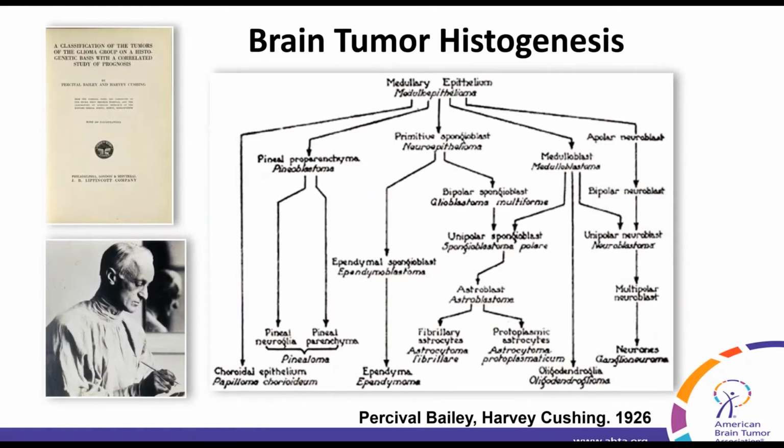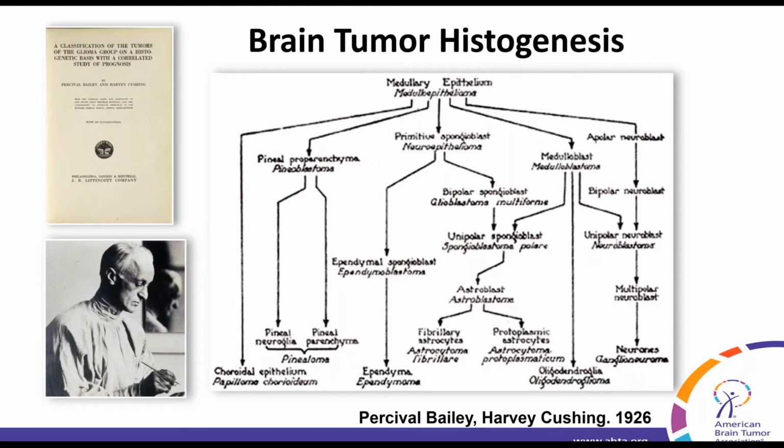So let's go back in time to 1926. You can see that there is a book on the left published by Harvey Cushing, the man photographed in the lower left. He was a very famous neurosurgeon, and together with Percival Bailey put together this classification based on what's called histogenesis. The assumption is that specific tumors arise from specific cell types within the brain and recapitulate those normal cells, but in an atypical or malignant fashion.